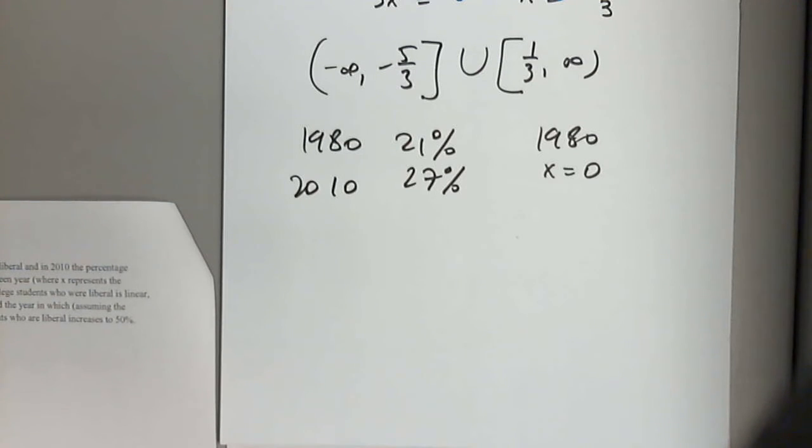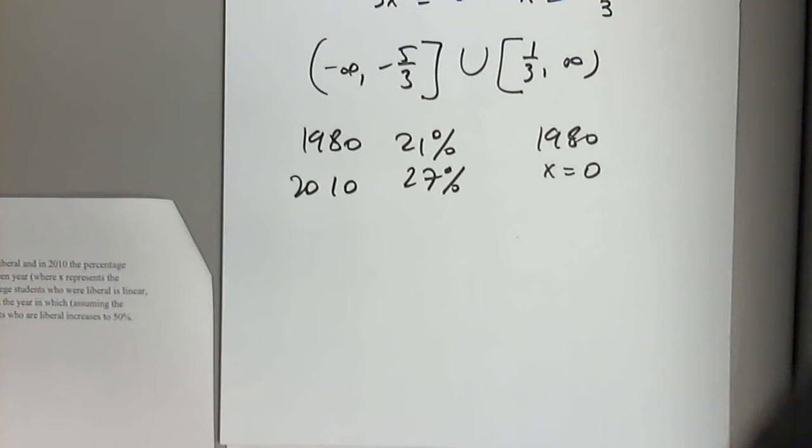So we are given some information. We are told that the relationship is linear, and we're asked to find the linear model and also answer an additional question.